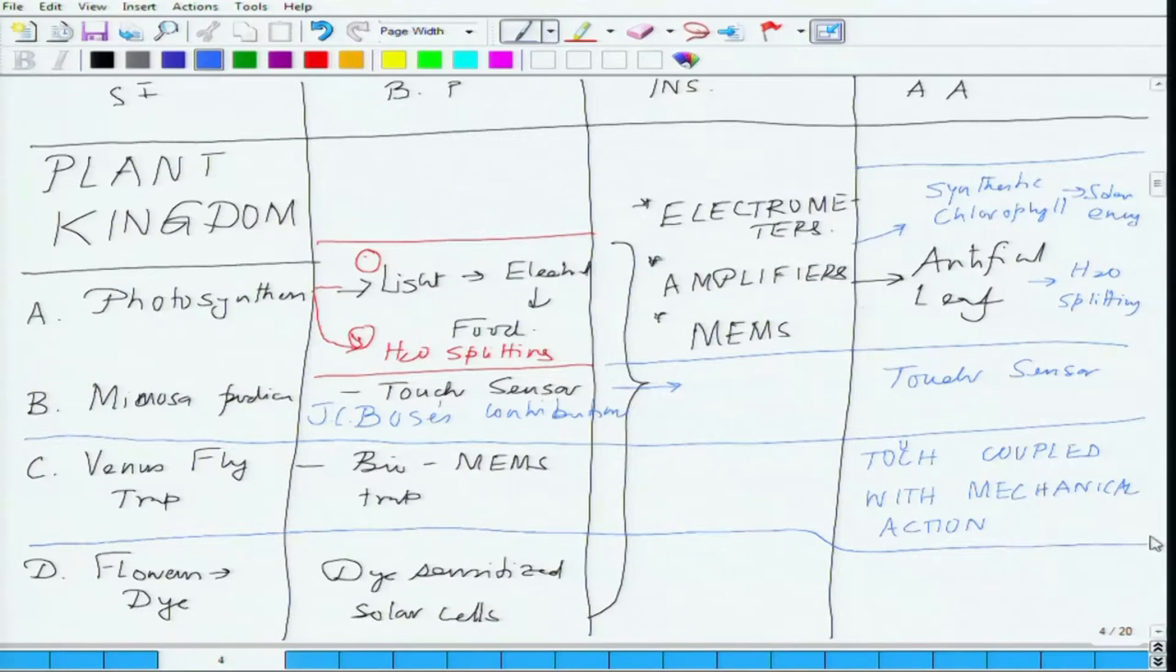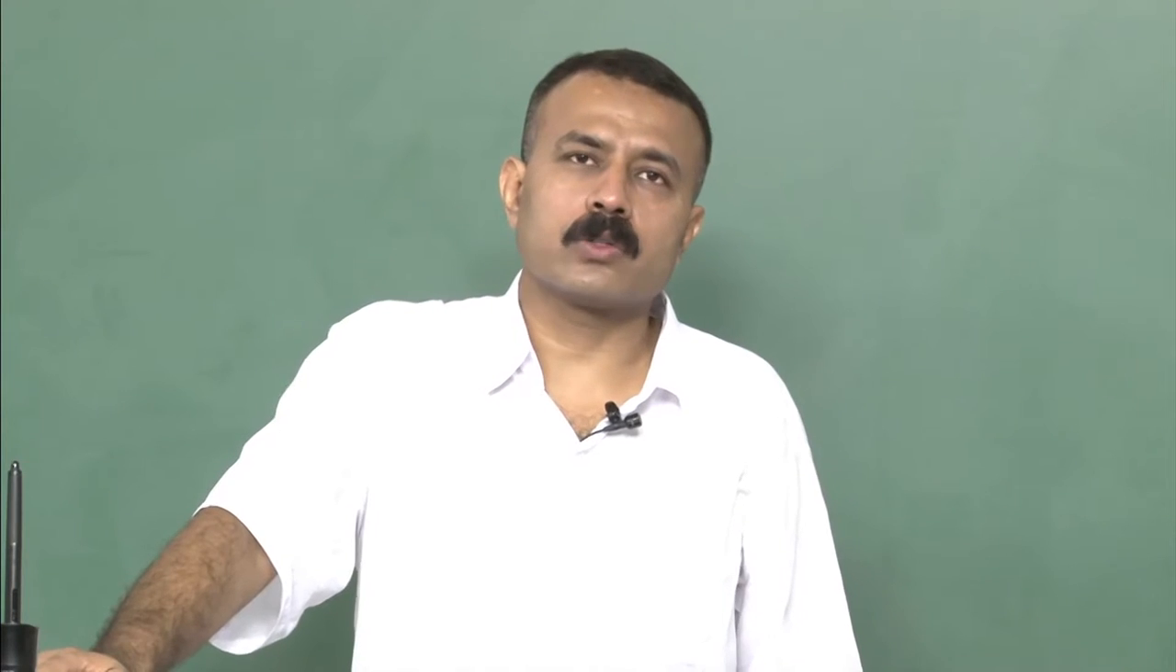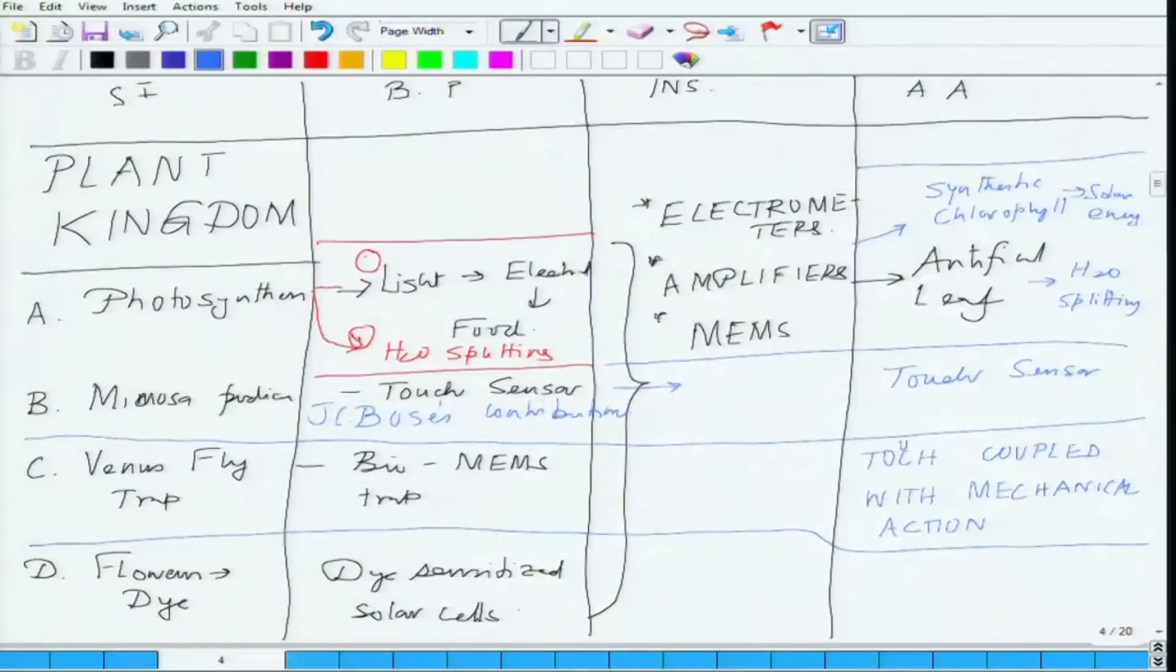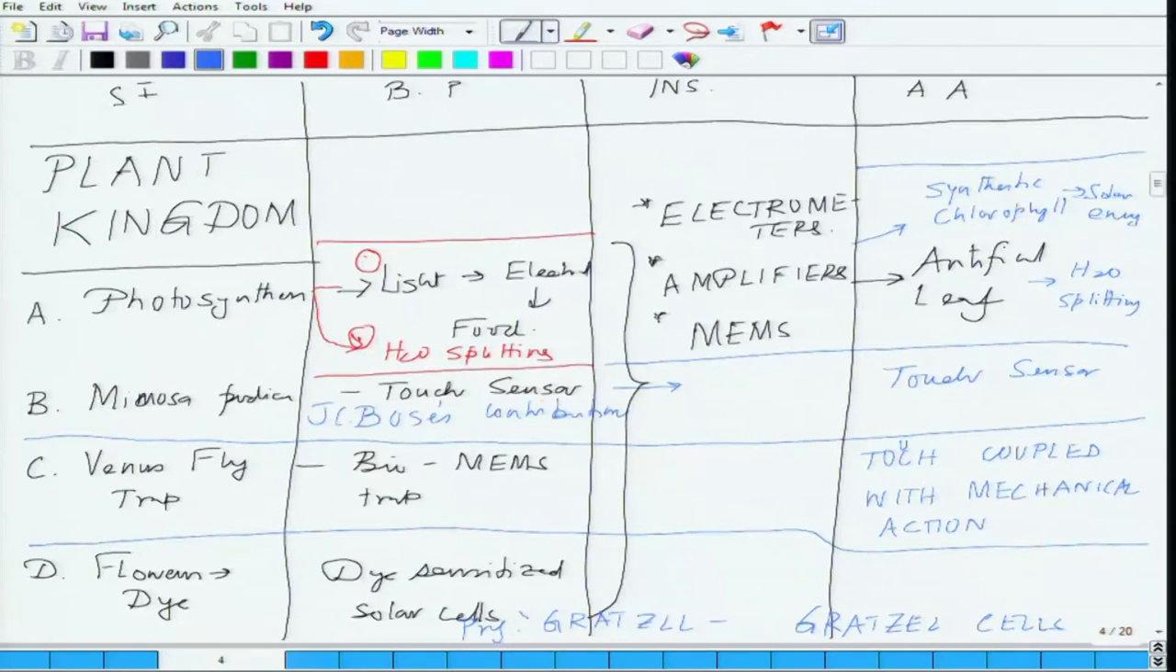This is what we will be studying with the Venus flytrap, and then we will be talking about some of the contribution made by Professor Gratzel, who is among the pioneers in developing dye sensitized solar cells or Gratzel cells, which is commonly known. So, we will be talking about some of those dye sensitized solar cells, and some of the contribution of Professor Gratzel and his Gratzel cells, and we'll be talking about energy harvesting.